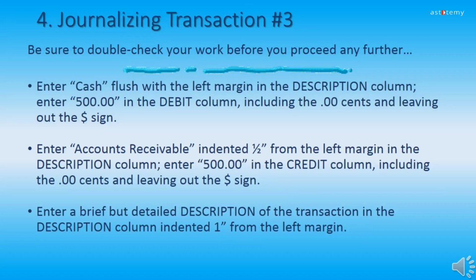On the line directly underneath that one, you're going to enter accounts receivable, indented 1/2 inch from the left margin in the description column. Enter $500 in the credit column, including the 0 cents and leaving out the dollar sign. On the line directly underneath that one, you're going to enter a brief but detailed description of the transaction in the description column, indented 1 inch from the left margin. On the next slide, we begin our discussion of relating Transaction 3 to a QuickBooks entry.